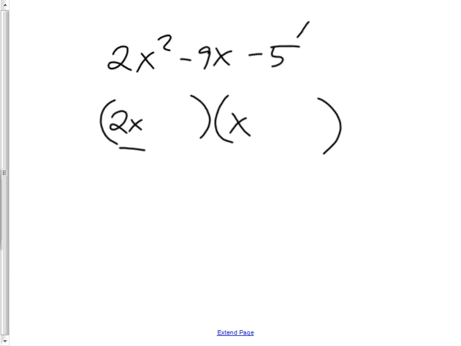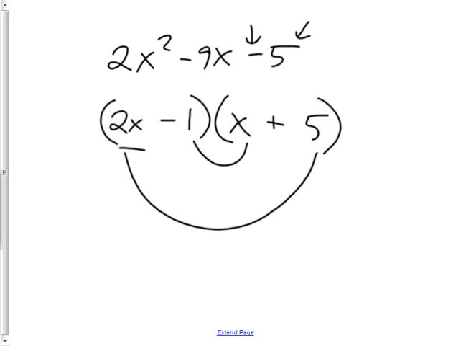Okay, would you agree this 5 has only 2 factors, 1 and 5? So that has to be a 1 and a 5. I don't know if it's there, though, or reversed, and I won't know until I try it. So I'm going to try it. I'm going to make this positive and this negative. One of them has to be positive, one has to be negative to make a negative 5. Then how do you know if you're right? You check the outside and the inside especially and see if they make negative 9x. Does mine make negative 9x?